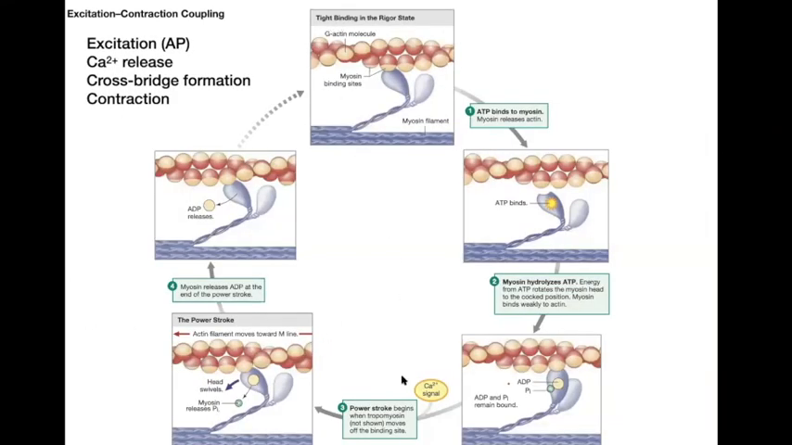All right, so that's that sequence of events. We go from the excitation, the action potential happens. That's going to cause a calcium release through all the mechanisms I just said. Cross bridge formation is going to occur, and then the power stroke. Contraction is going to happen right there. So that's your excitation contraction coupling. Excitation of the membrane leads to the contraction of the sarcomere.